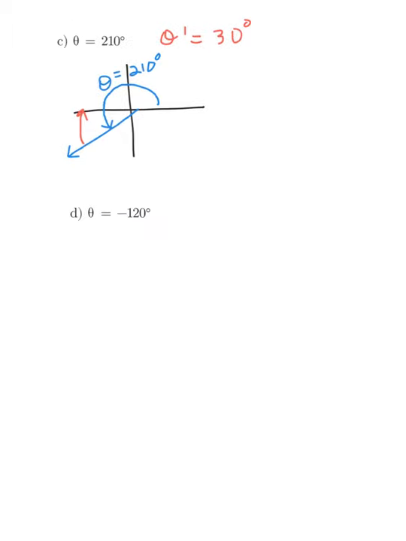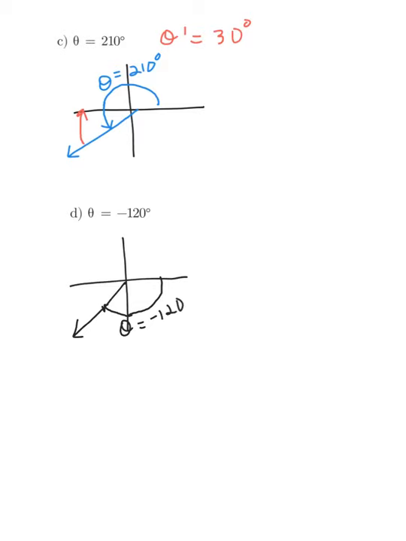For D, our given theta is negative 120. So set up our axes. Negative means we're going to go down. We hit the negative y-axis, that's negative 90, so we need to go 30 past that. And there is our theta of negative 120.